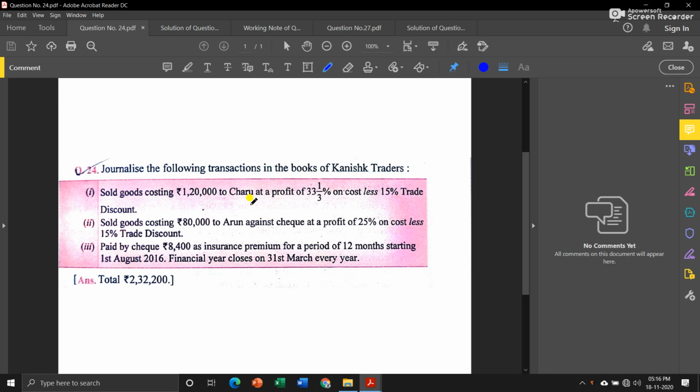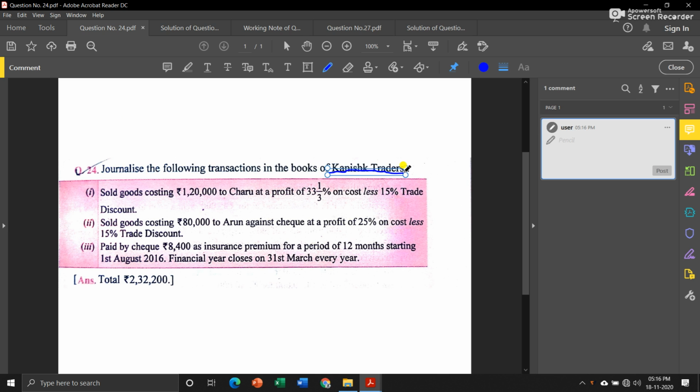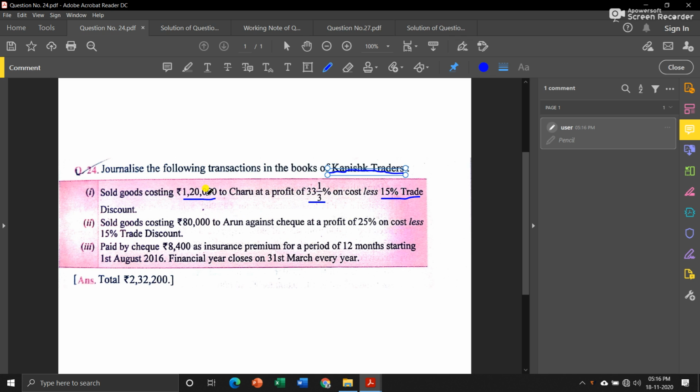Now the question says journalize the following transaction in the books of Kanishk Traders. That means we have to write journal of Kanishk Traders at the top of the format of our journal. Now the first transaction, it said that sold goods costing rupees 1,20,000 to Charu at a profit of 33 1/3% on cost less 15% trade discount. Now this 1,20,000 given is the cost price of the goods.